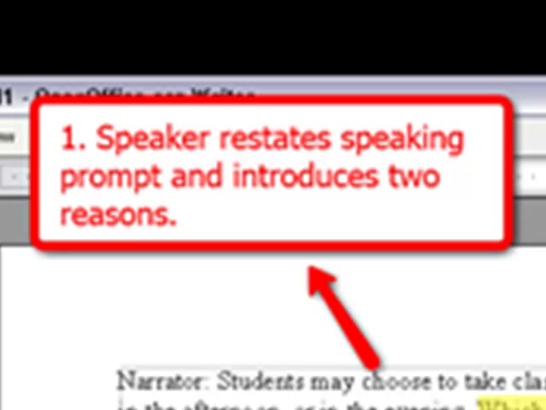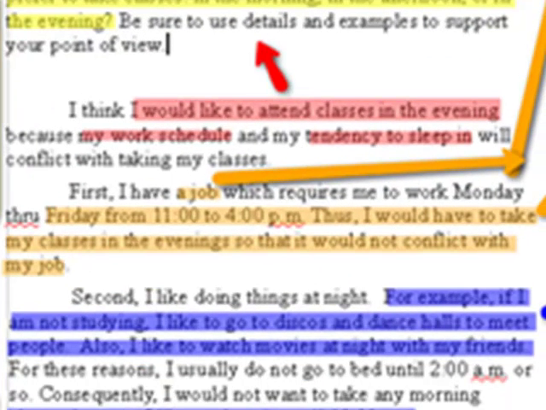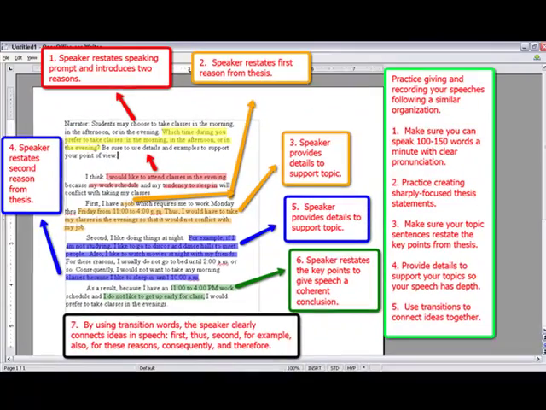There are 7 things I think that make this a pretty good speech. I think this is going to score 30 out of 30. Number 1, the speaker restates the speaking prompt and introduces 2 reasons. Notice, I'd like to attend classes in the evening. That restates the speaking prompt, and then the speaker says my work schedule and my tendency to sleep in. So these are 2 key points which basically organize the rest of the essay.